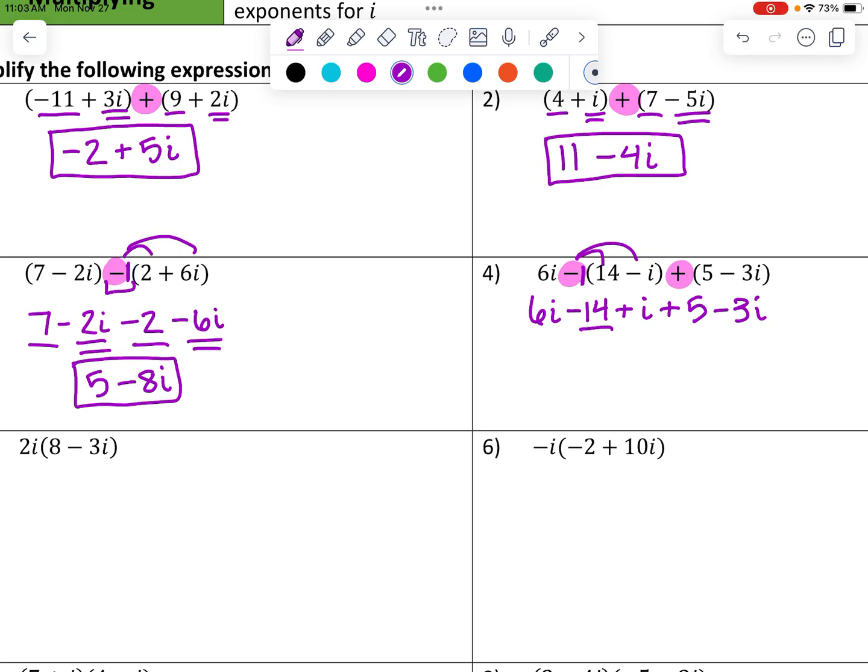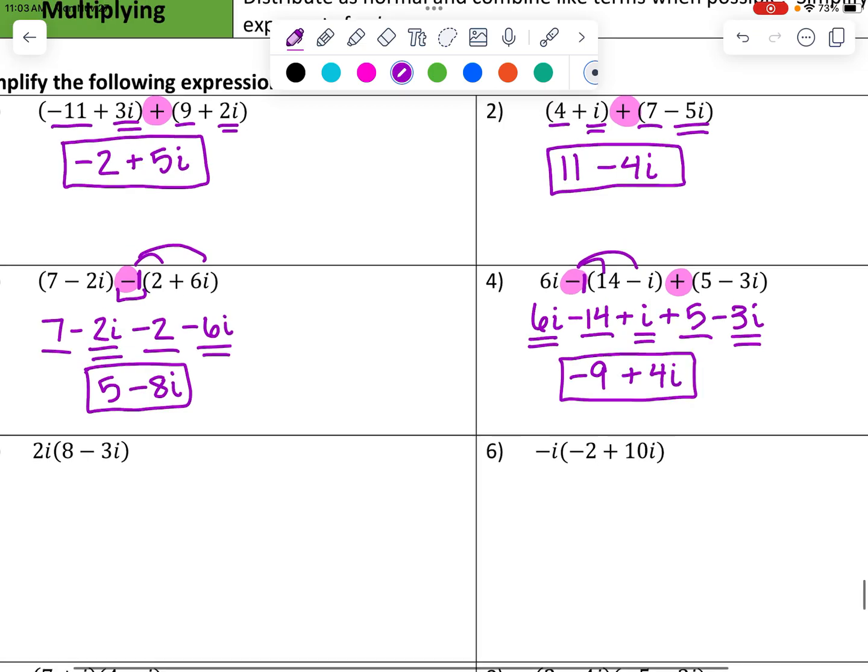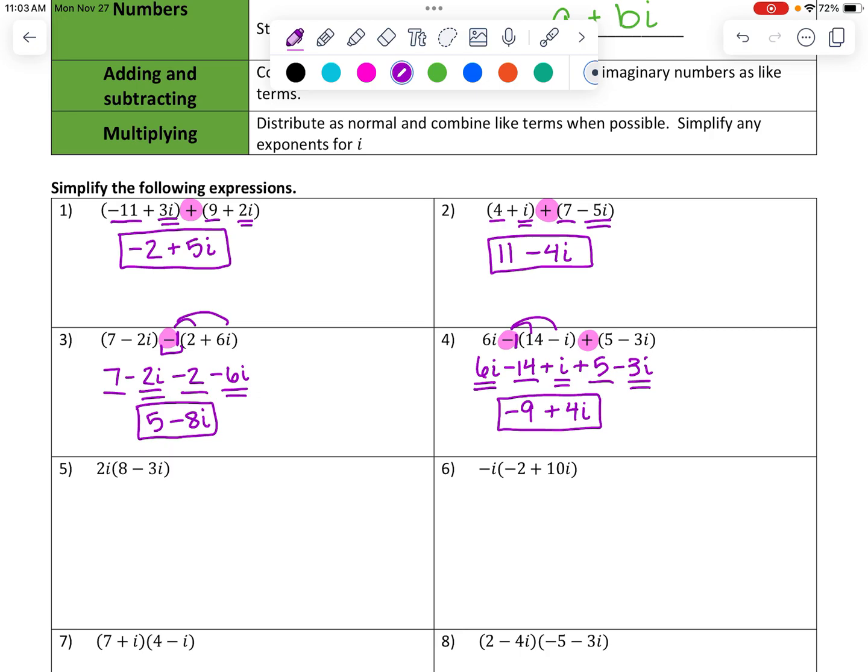I'm taking my real numbers and I'm getting negative 9. I'm taking my imaginary numbers. 6 plus 1 would be 7, minus 3 would be 4. So I have 4i. Making sure it's in that complex number form, real number, then imaginary. So if you see that subtraction, you're distributing the negative 1 and then combining like terms after.